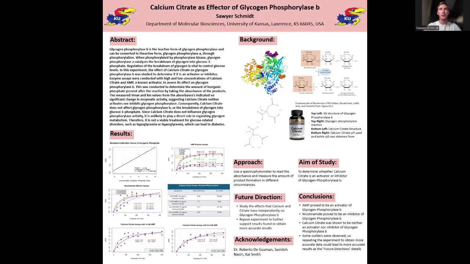So to summarize, we were able to confirm that AMP was an activator and nicotinamide is an inhibitor of glycogen phosphorylase B, while calcium citrate was shown to be neither an activator nor an inhibitor of glycogen phosphorylase B. However, there were some outliers observed, so repeating the experiment as said in the future directions could lead to more accurate data and a more accurate conclusion about how calcium citrate truly affects glycogen phosphorylase B.